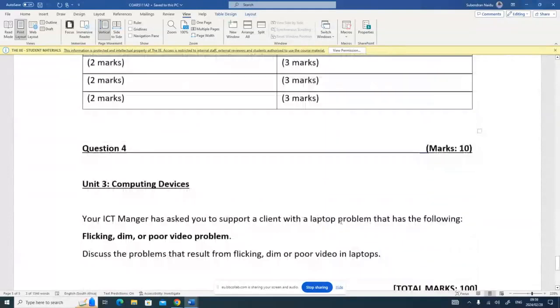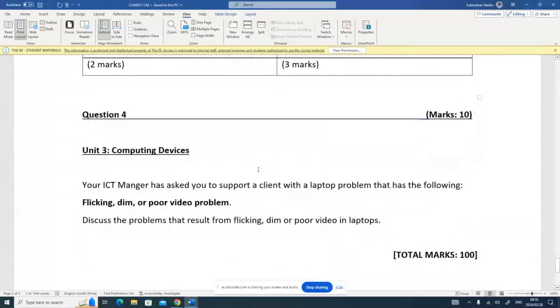Finally, for 10 marks, we've got question 4 on Learning Unit 3 on computing devices. Your ICT manager has tasked you to support a client with a laptop problem that has the following: flicking, dim, or poor video problem. So you're working with a laptop computer, and what is the problem with the laptop? It has a flicking, dim, or poor video problem. Discuss the problems that result from flicking, dim, or poor video in laptops.